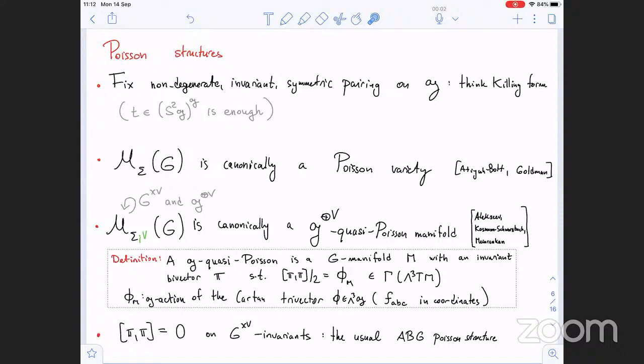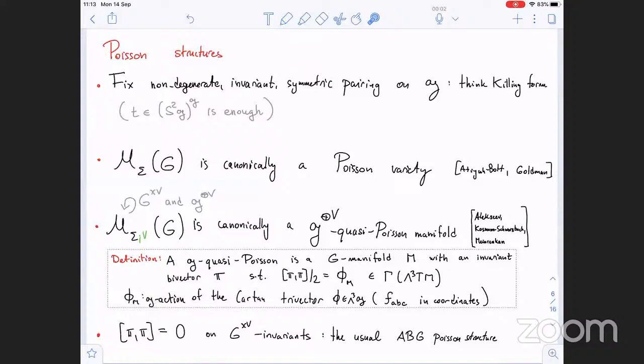Would you define the invariant? Okay, maybe I will reach it. So it's a manifold with a G action, and you want the bivector to be invariant under this G action. Okay, sorry. And in this equation, I need to tell you what this trivector is. It's the G action of the trivector phi, which you have in the third wedge.